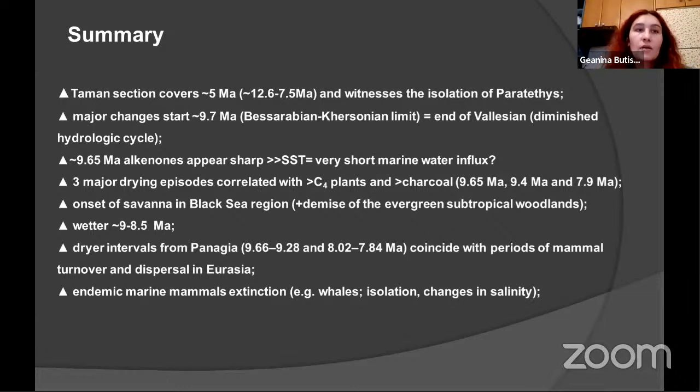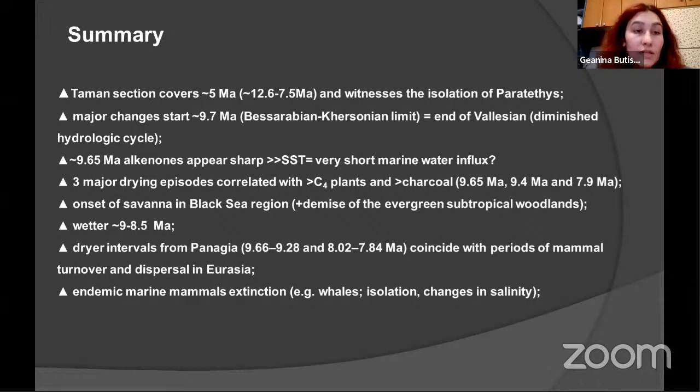Another major point from this section is that we witness the onset of savanna-type vegetation in the Black Sea region, and other papers are documenting it, actually spreading from east to west from China and from south to north from Arabia. So we see basically the replacement of the evergreen subtropical woodlands with savanna-type vegetation in the eastern Paratethys.